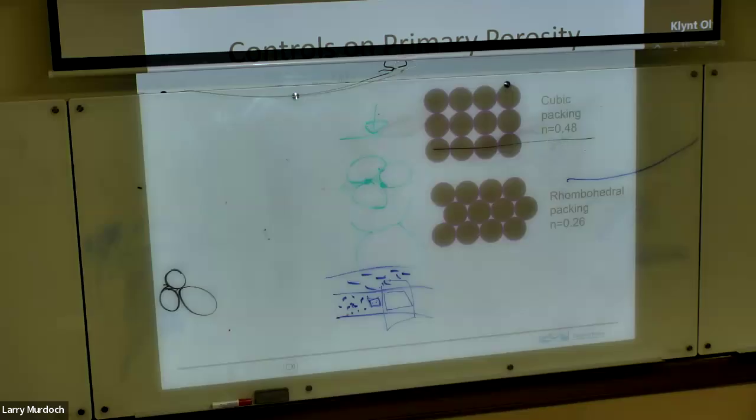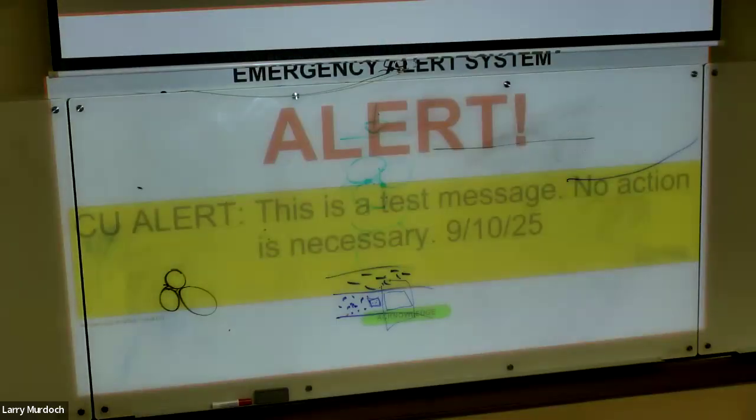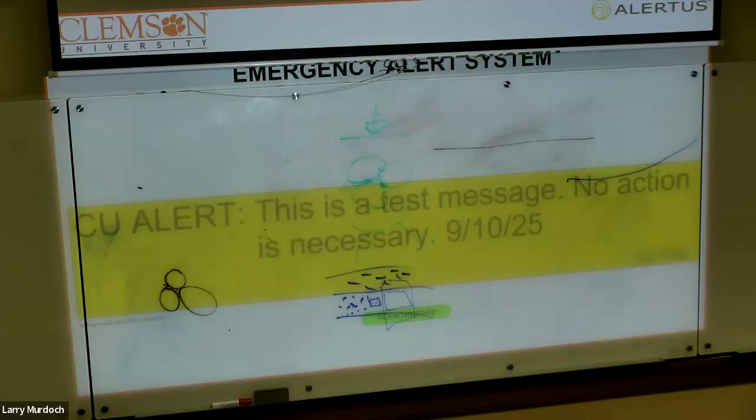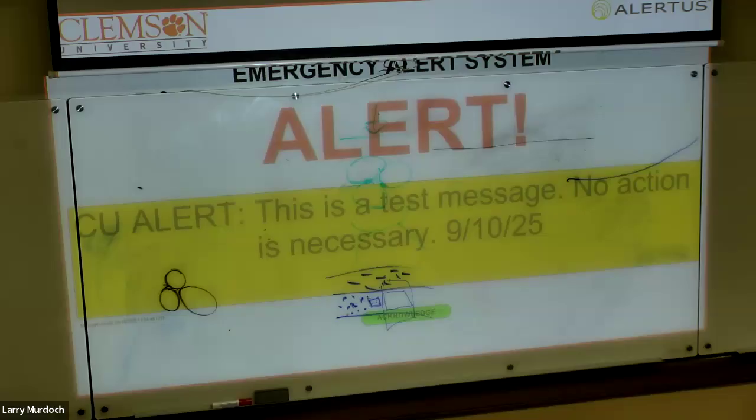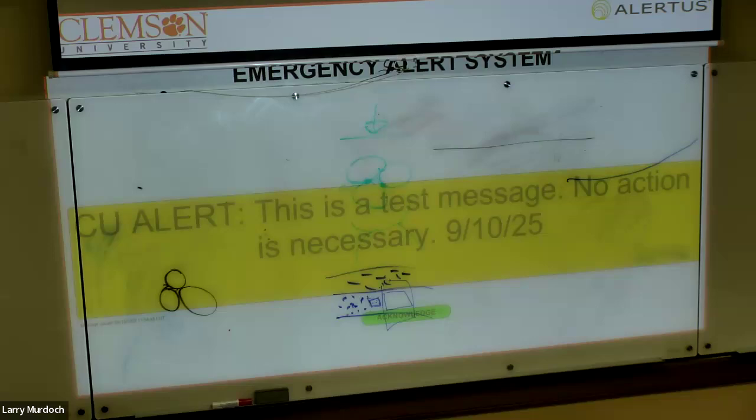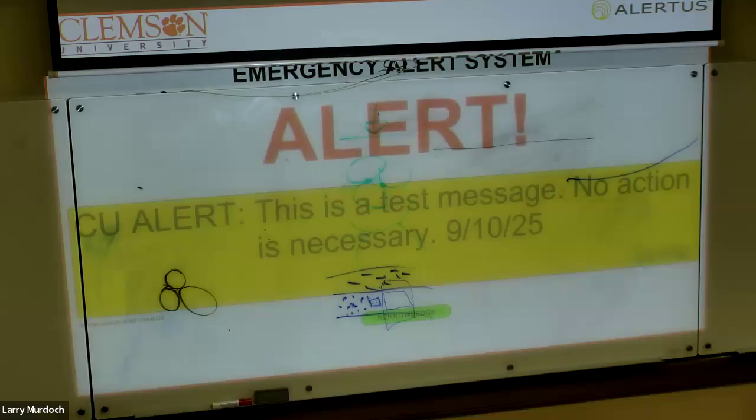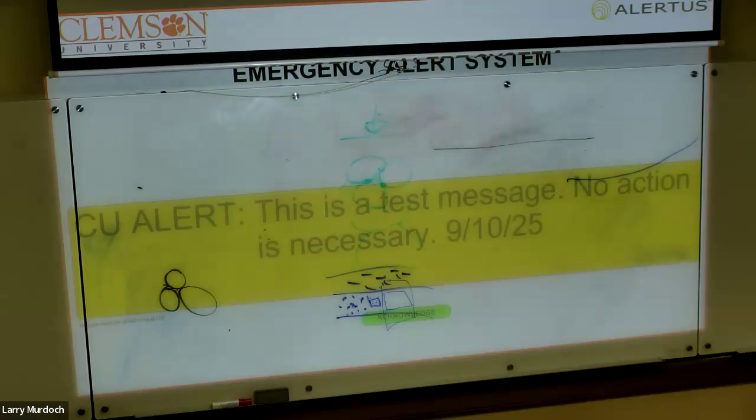And this ends up being the range of porosity of well-sorted sands. So from around 0.26 to around 0.48, if you have sands that are roughly one grain size, then you expect that kind of a range of porosity.